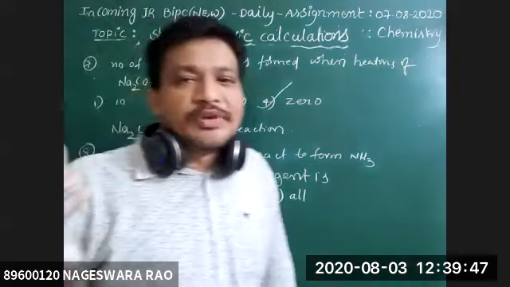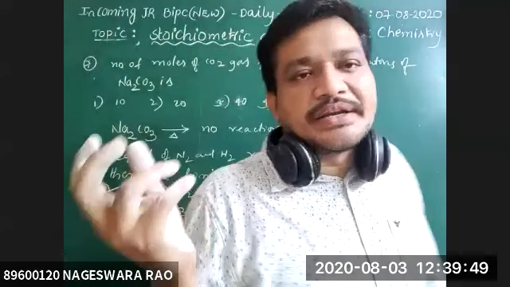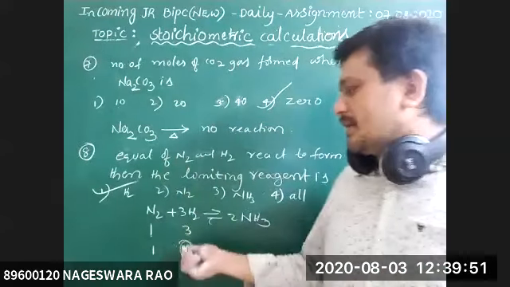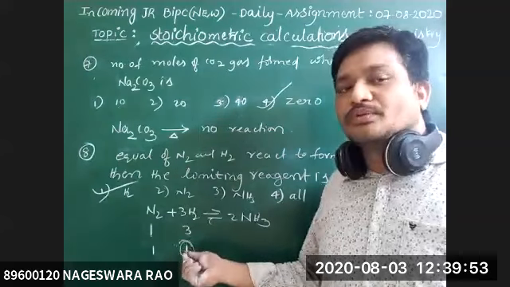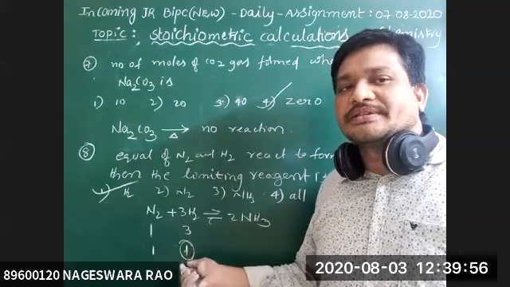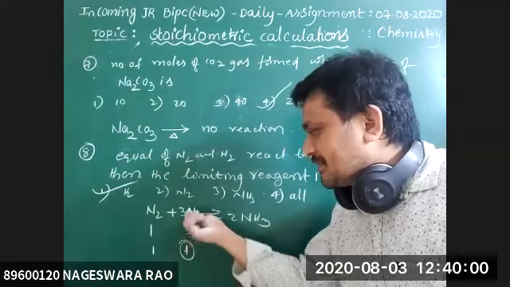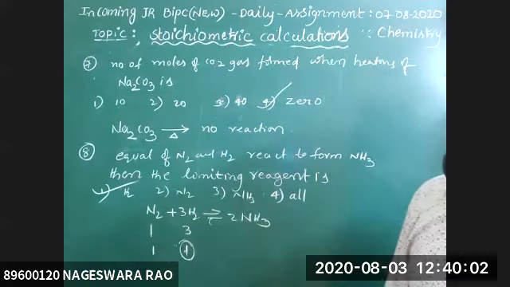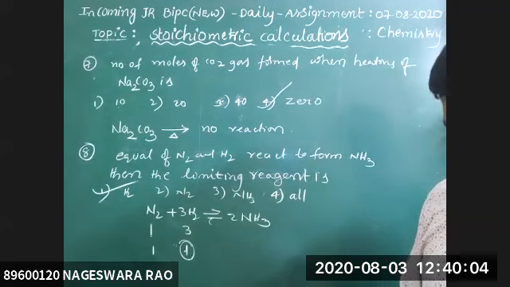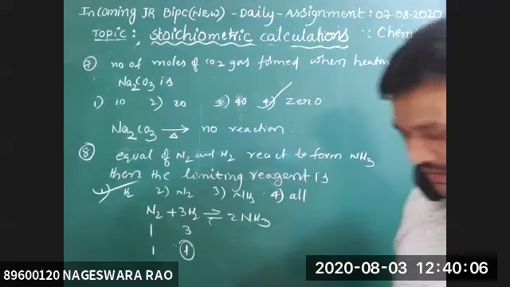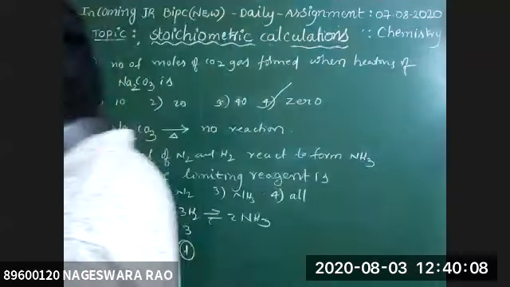So 1 mole reacts with 3 moles, 1 liter reacts with 3 liters. But here 1 liter is given, and a lesser amount of hydrogen is given. So hydrogen is the limiting agent in this reaction. Next, question number 9. This is a very easy and very, very important question.